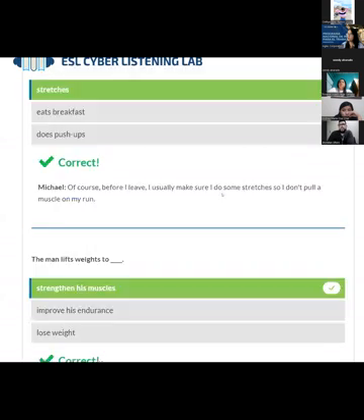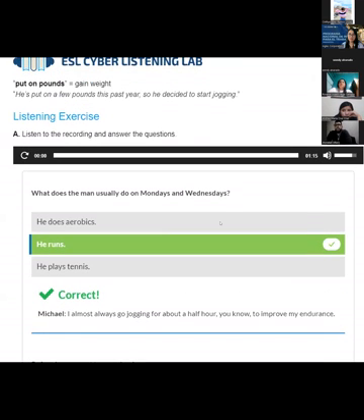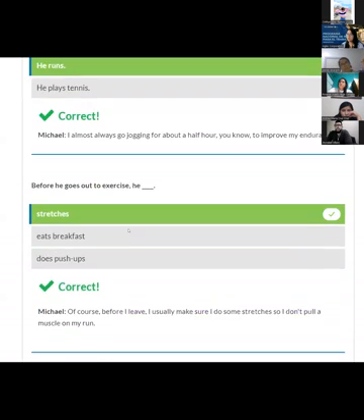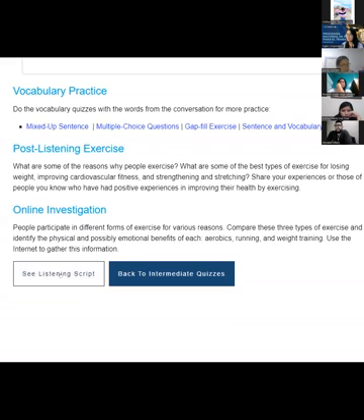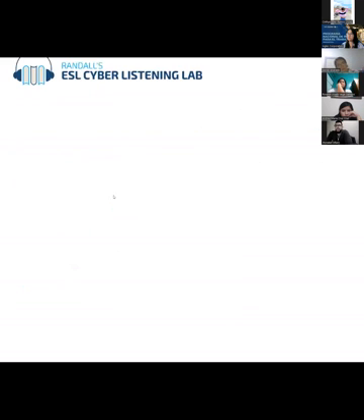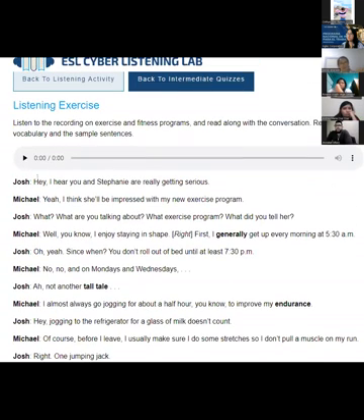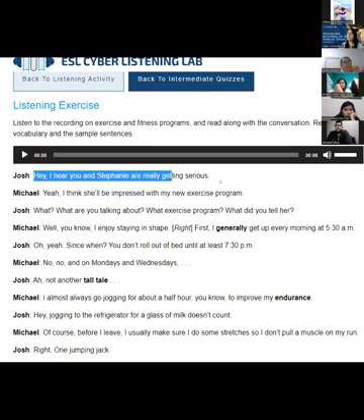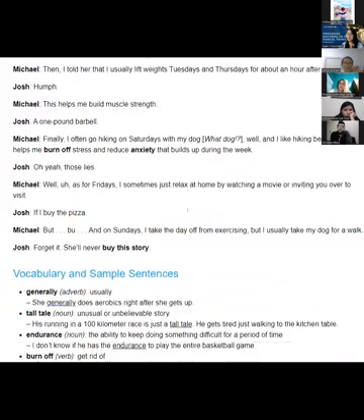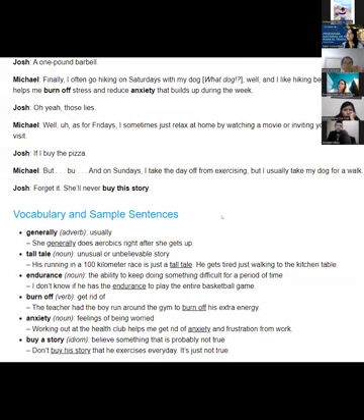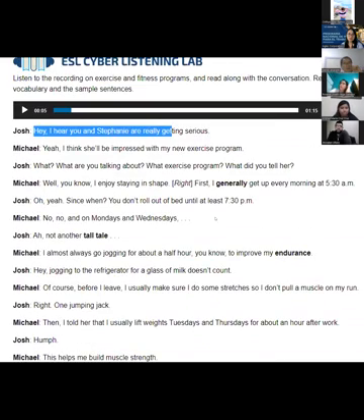Okay, so don't worry, la parte de listening es más que todo práctica. Esta página ya se las he compartido en el grupo de WhatsApp para que usted lo pueda practicar. Adicional a eso también vamos a encontrar el script, right? Tenemos el script acá en esta página. Usted escucha y lo va repitiendo. You repeat the sentences. Hey, I hear you and Stephanie are really getting serious. Yeah, and I think she'll be impressed with my new... Okay, so, recomiendo esta página para que ustedes puedan aprender vocabulary. Aquí les dan ejercicios, les dan a lot of exercise, right?